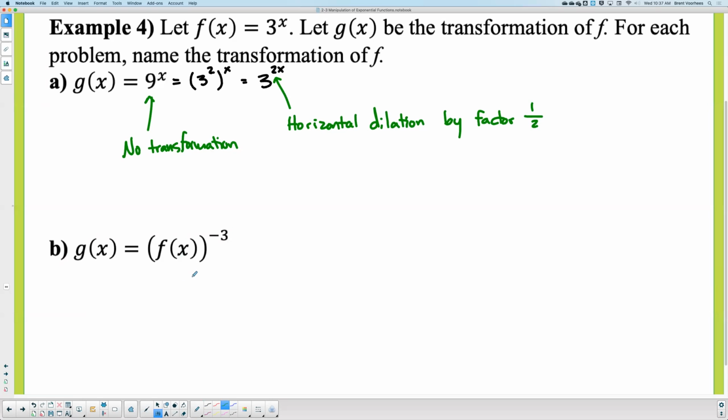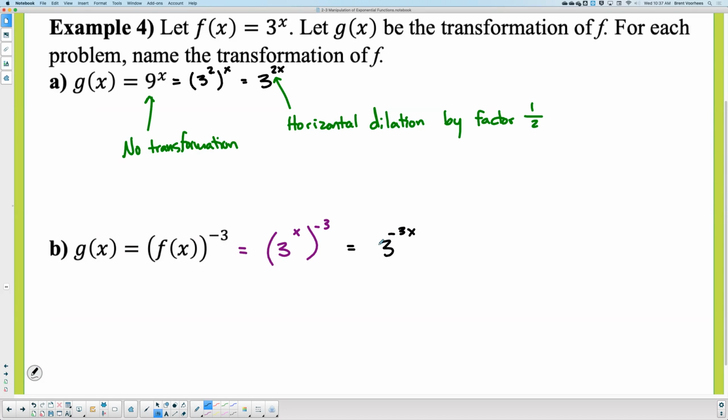Now, what in the world's happening here? Let's walk through. Here, what is f of x in our problem? That's 3 to the power of x. And we need to raise that to the power of -3. Now, what can you do when you have a power raised to another power? Well, you can multiply. So that is the same thing as 3 to the power of -3x.